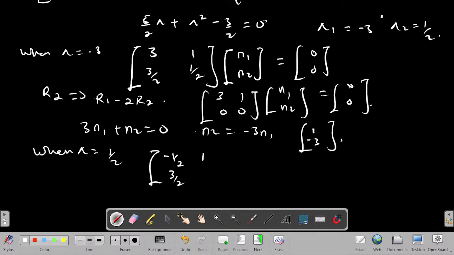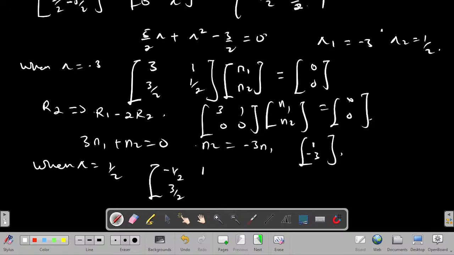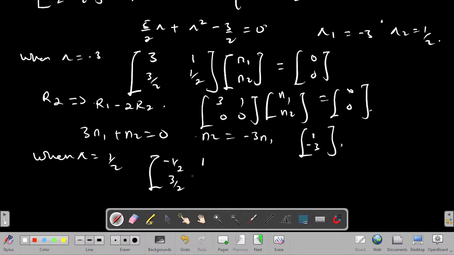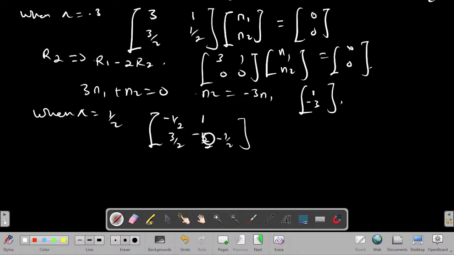Then remember that we have negative 5 over 2 minus lambda. So my lambda is half. So negative 5 out of 2 minus half, you simply get what? Minus 6 over 2. And that gives me a perfect negative 3. Right? So I can remove it and put it here. This will multiply n1 and I'll get what?